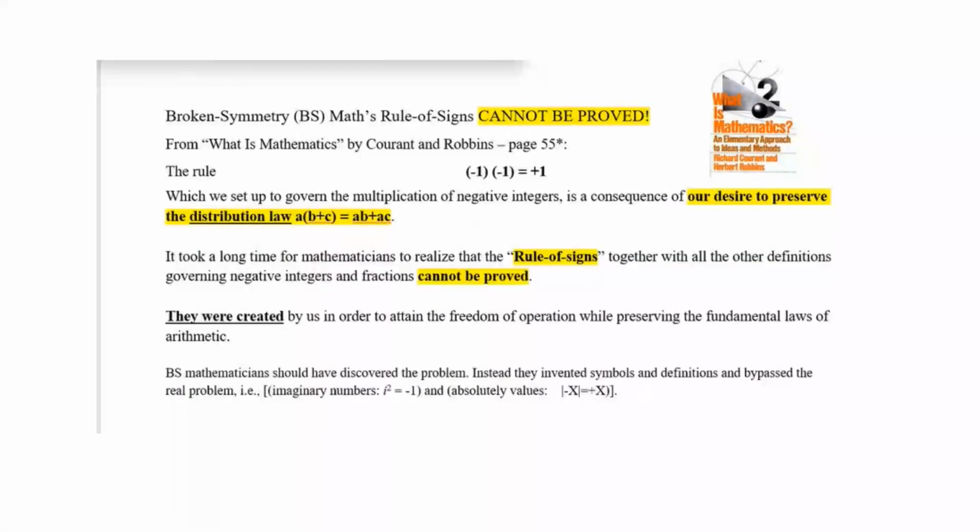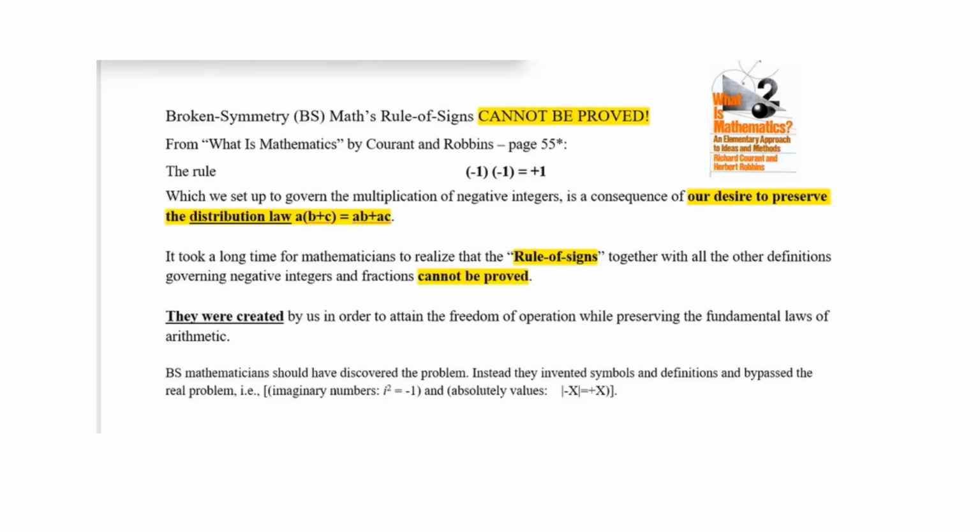Broken symmetry, BS Math's rule of signs cannot be proved. From What is Mathematics by Courant and Robbins, page 55: the rule -1 times -1 equals +1, which we set up to govern the multiplication of negative numbers as a consequence of our desire to preserve the distributive law. A times (B plus C) is AB plus AC.